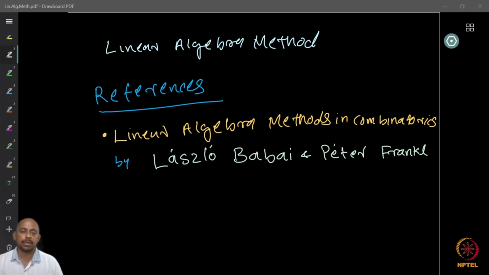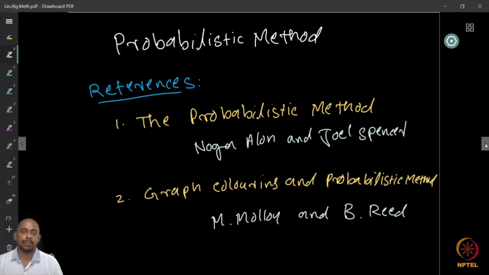Unfortunately, this book has never been printed formally, but its preprint is available online from, I think, Babai's or Frankl's website. It's a very nice book, and the presentation is also very nice, with lots of insights and many nice questions. We will look at a couple of results from this topic, and then the second topic we were looking at is the probabilistic method.